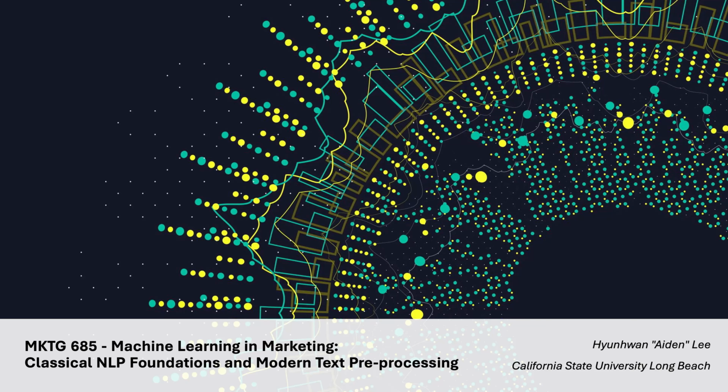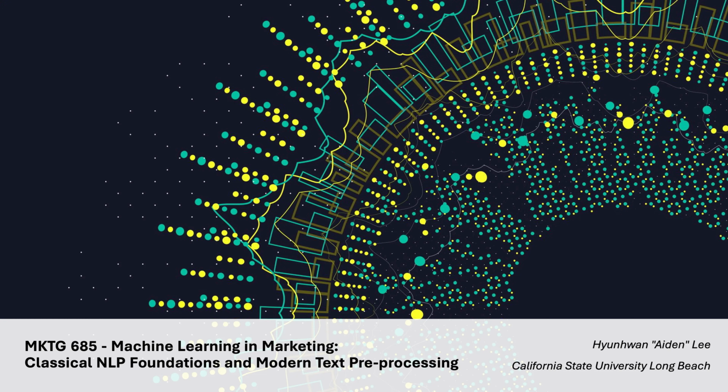Welcome to today's lecture. Our topic is Classical NLP Foundations and Modern Text Pre-Processing. In this lecture, we will build a strong baseline for text classification using TF-IDF, and we will evaluate it in a leakage-safe way. Here is the big picture. We are not trying to use the most advanced model today. Instead, we want a baseline that is fast, interpretable, and reliable. Next week, when we move to embeddings and transformer-based models, we will compare their performance against this baseline.